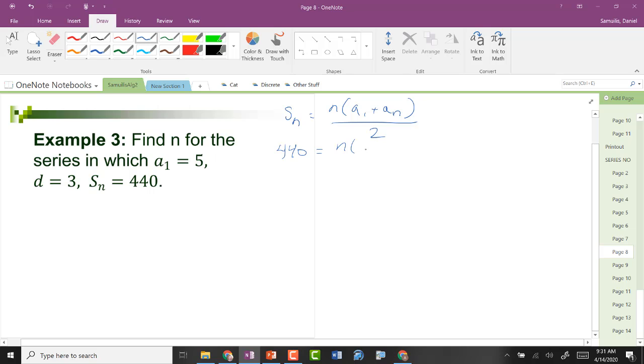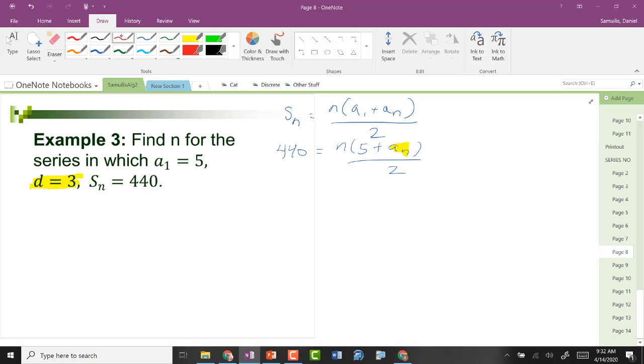Oh, I do know the first term. The first term is 5. I don't know a sub n over 2. I've plugged in what I know so far, but I have two unknowns, sort of. Well, remember that a sub n is actually the sequence for an arithmetic series, because I know it's arithmetic because this is a common difference.